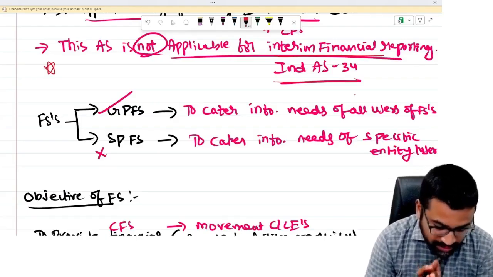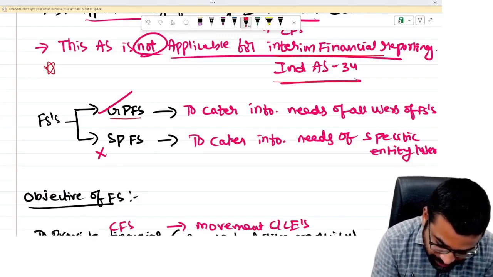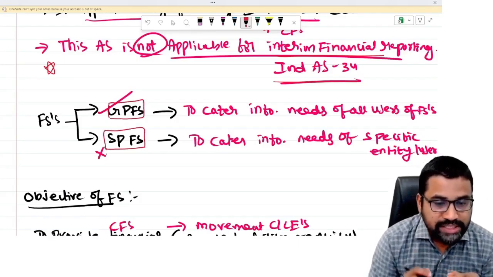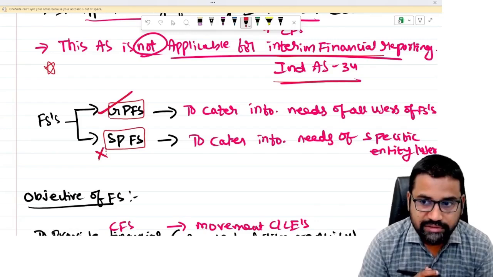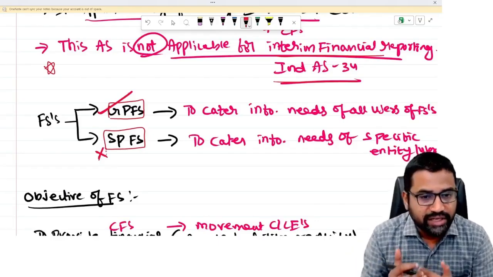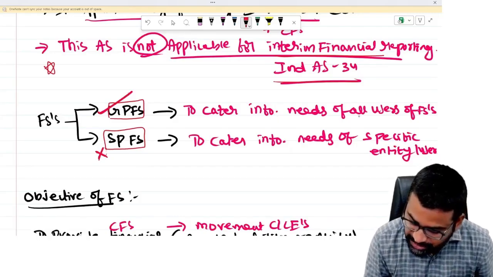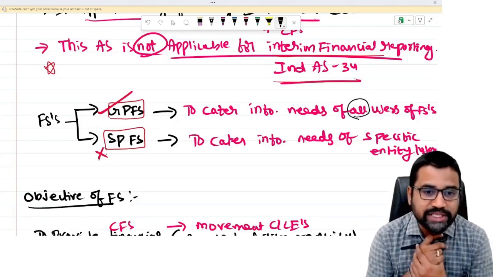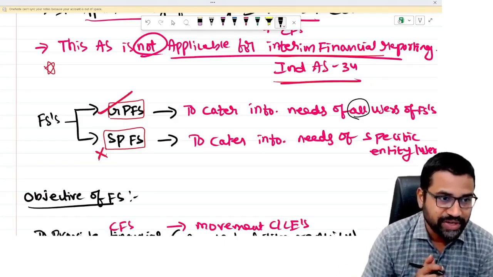Now next thing, when you take financial statements, there are two things. What are those? General purpose financial statements and special purpose financial statements. Remember, this standard is applicable for general purpose financial statements, not for specific purpose financial statements. So what are general purpose financial statements? Generally at the end of the year, every entity will prepare financial statements not to cater to the information needs of everybody, but to cater to the information needs of all users of financial statements. That is called general purpose financial statements.